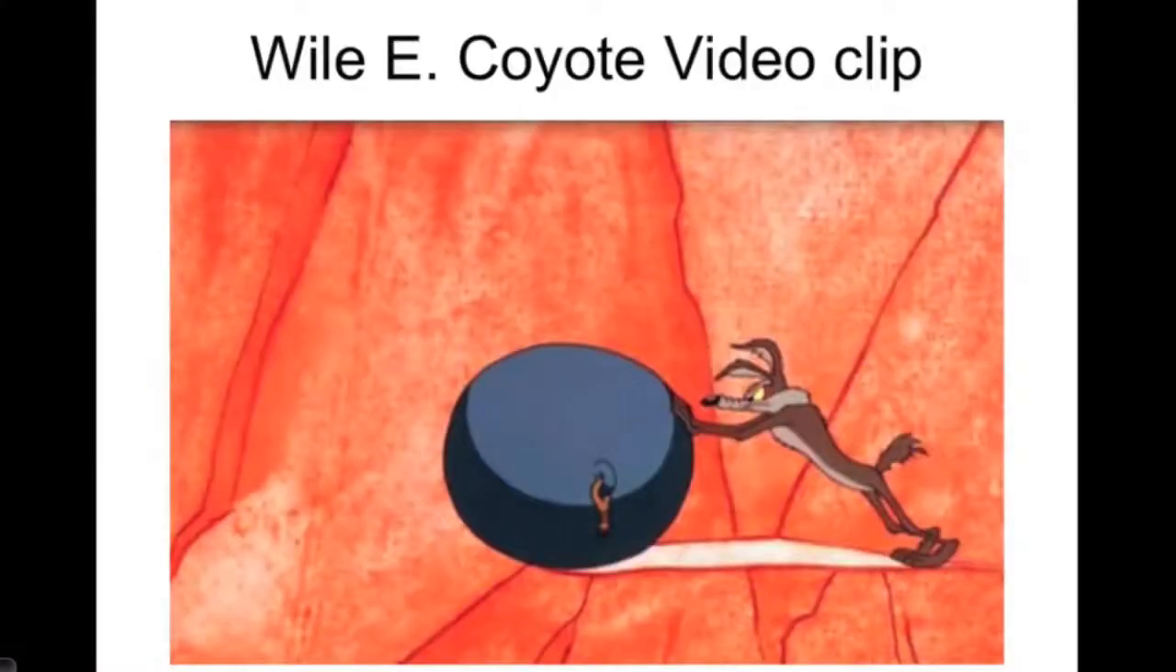Okay, so the next thing, you're going to see a video clip of Wile E. Coyote pushing a bowling ball down to hit the Roadrunner. I want you to think about what is wrong with this video clip. How does it defy physics? And write it down in the box as you're watching the video.